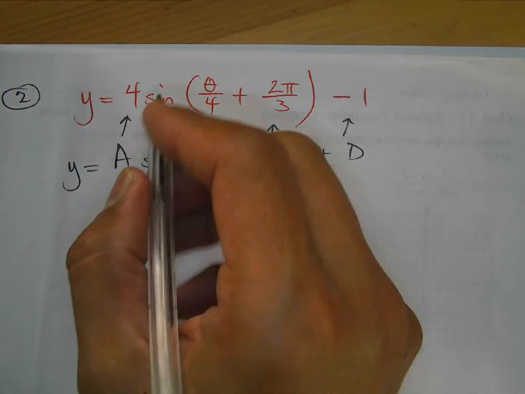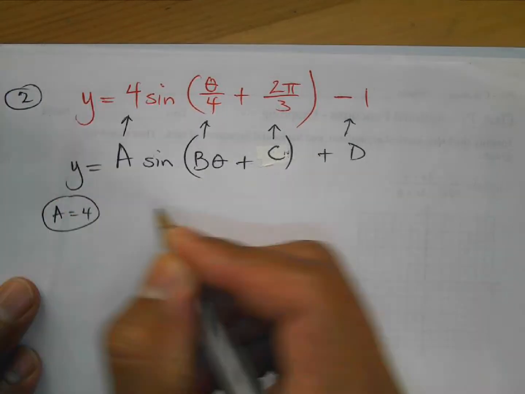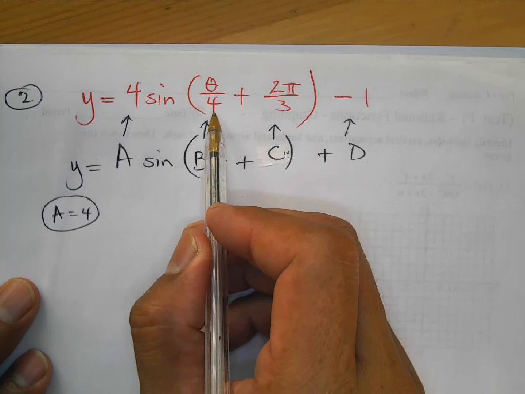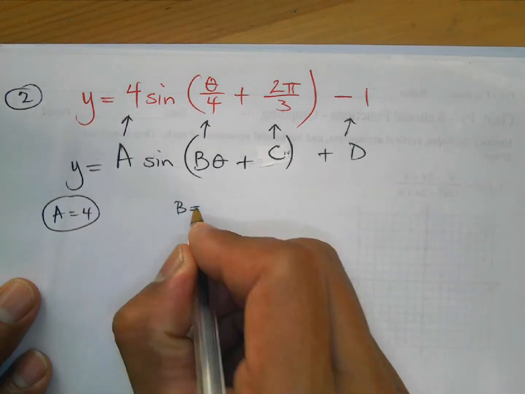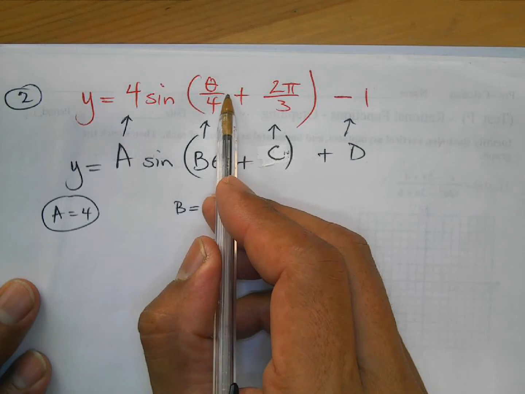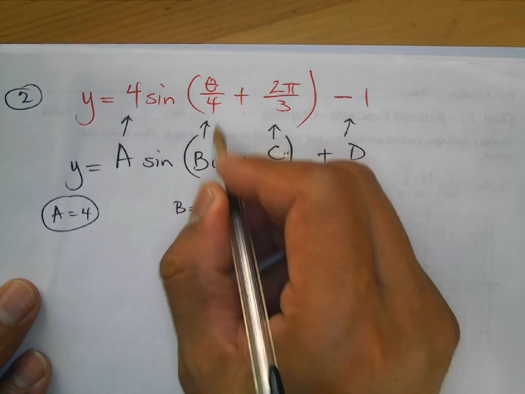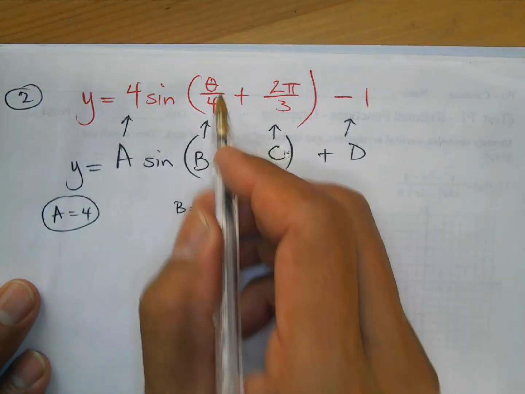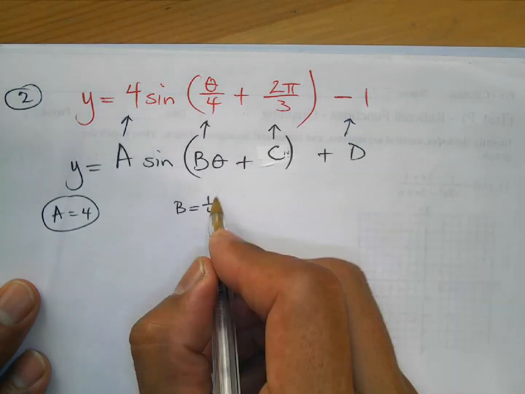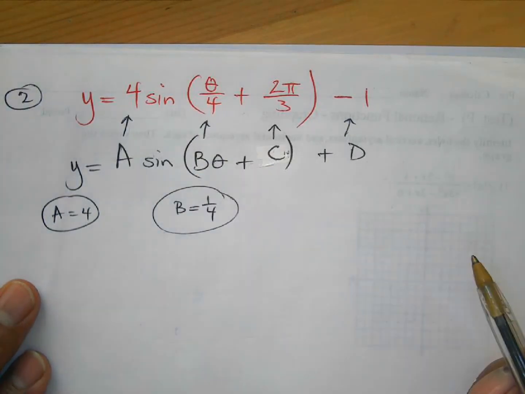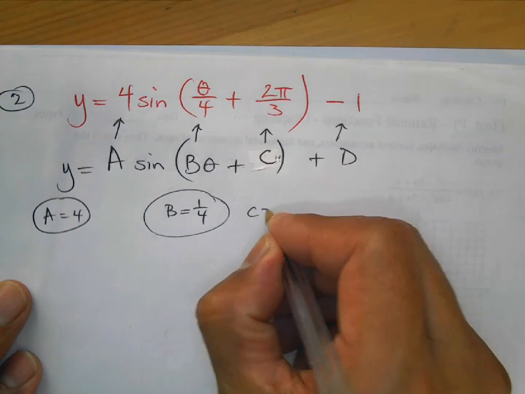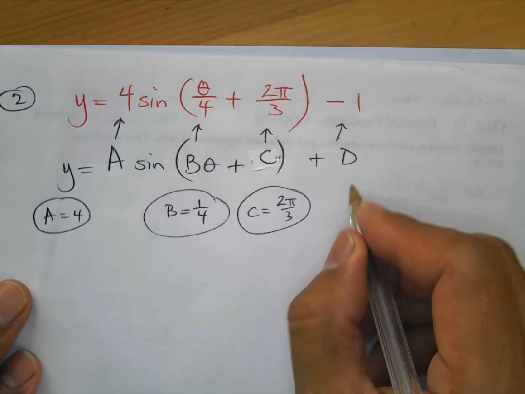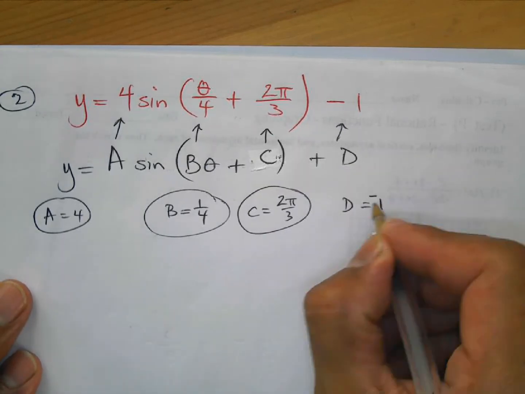From here I know that A is equal to 4. That's my amplitude, easy. From here, remember this is a 1/4 theta. So here B is going to be equal to just 1/4. You don't need to write theta or x. If it was an x, it would be 1/4 x, but B is just 1/4. Okay, so B is 1/4. C is right there, 2 pi over 3, and D is -1.